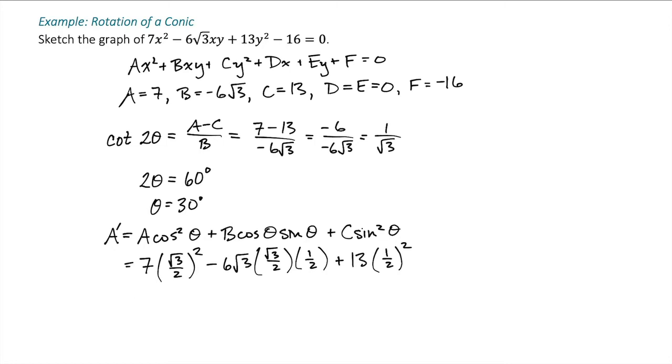Okay, so now we can simplify this, and that will tell us A prime. So let's go ahead and simplify. We get 7 times, this is 3/4. So 7 times 3/4 is 21/4. Minus, this is 6 times root 3 times root 3 is 3, so 6 times 3 is 18 over 4. And then plus here we have 13 over 4.